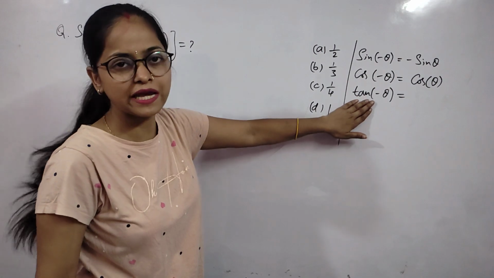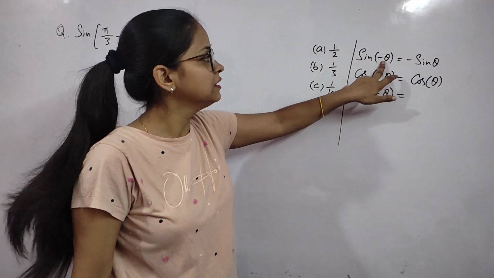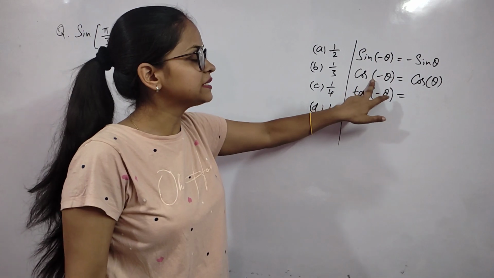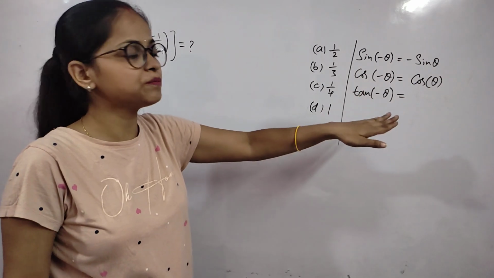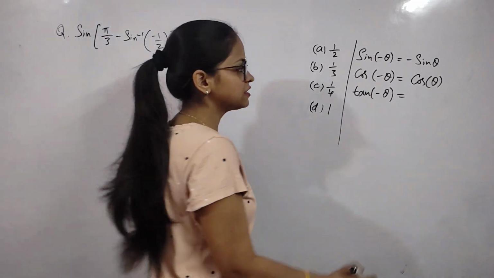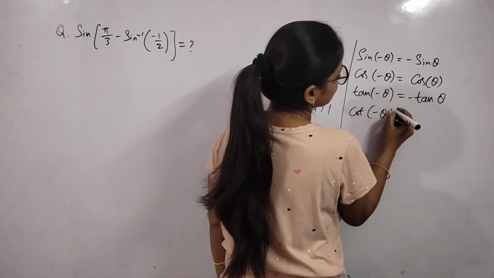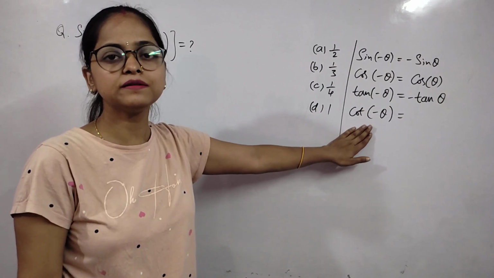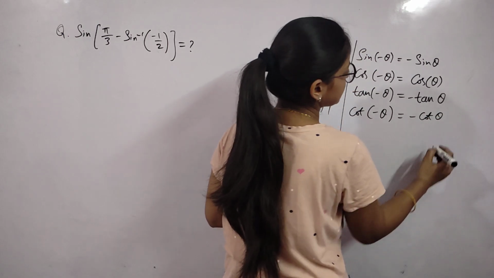Like here, tan theta is sine by cos. In sine, if there is a minus symbol inside the angle, the negative symbol will come outside, but in cos the angle simply becomes positive. Since tan has sine, the negative will come outside of the tan function. So it is minus tan theta. And for cot theta, which is cos by sin theta, it has sin theta, so the minus will come outside. So here minus cot theta.